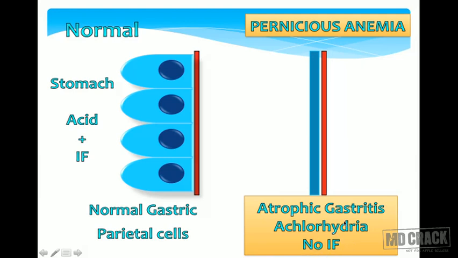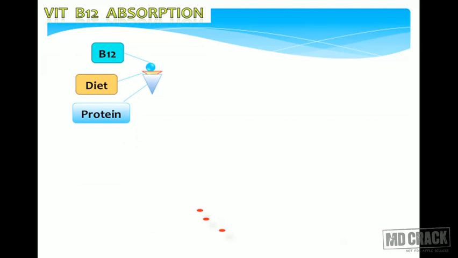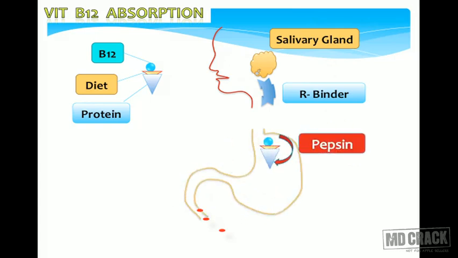So let us look at how vitamin B12 metabolism actually takes place in the body: vitamin B12 absorption and its metabolism. Remember, in the diet, vitamin B12 is bound to protein molecules, so it's not easily absorbable directly. We have salivary gland molecules, which we call R binders. They combine with it and bring this complex to the stomach.